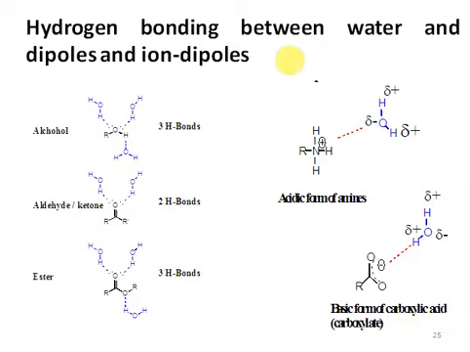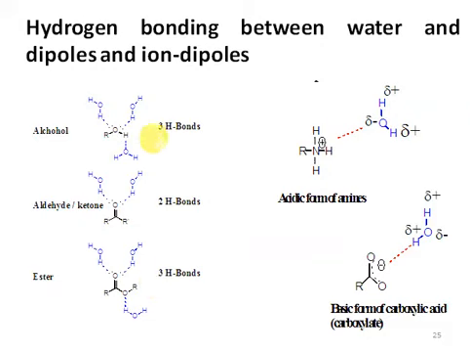Hydrogen bonding between the water molecules and the drug may be through hydrogen bonds and dipole interactions. Alcohols, aldehydes, and esters form hydrogen bonds via hydrogen bond and dipole attraction. Here we have a dipole of this alcohol, aldehyde, or ester, and here we have the hydrogen bonding. Alcohols can form 3 hydrogen bonds with a water molecule. Then aldehydes can form 2 hydrogen bonds with the water molecule, and this ester can form 3 hydrogen bonds with the water molecule.